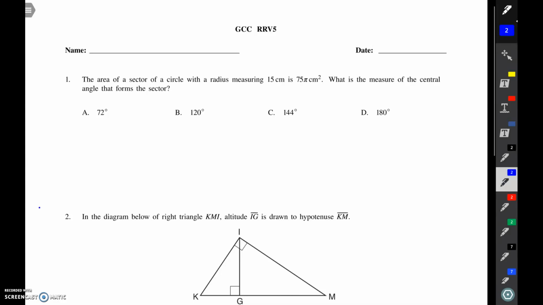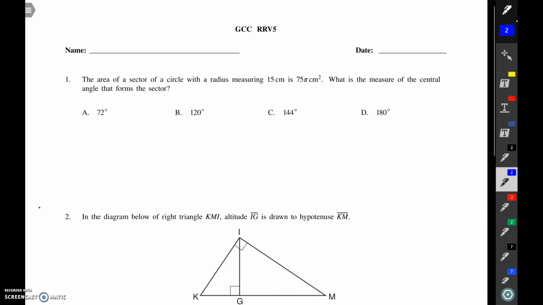Geometry Common Core, Regents Review, video number 5. The area of a sector. This is definitely a high priority topic, as all the topics are in these videos. That's why we're making these Regents Review videos on these specific topics. They show up on pretty much every test. Area of a sector is a big one.